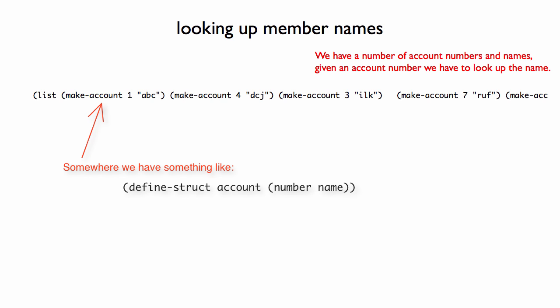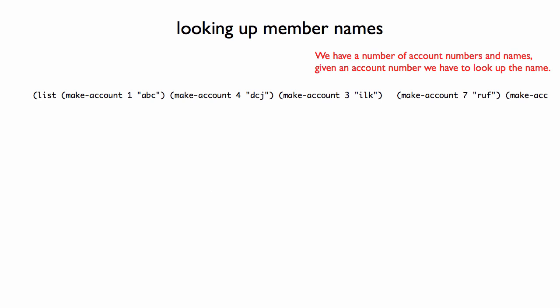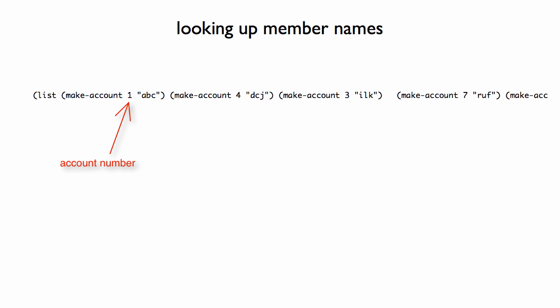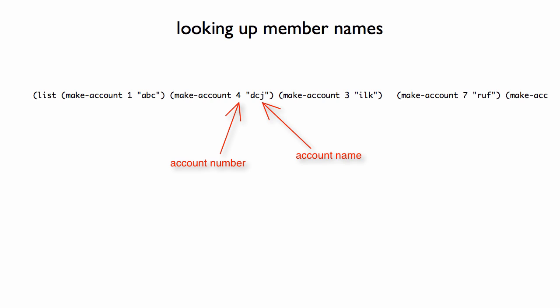Imagine that there's a defined struct for account, and each account has the number and the account name. Something kind of like this. So the account with number 1 has the name ABC, and the account with number 4 has the name DCJ.